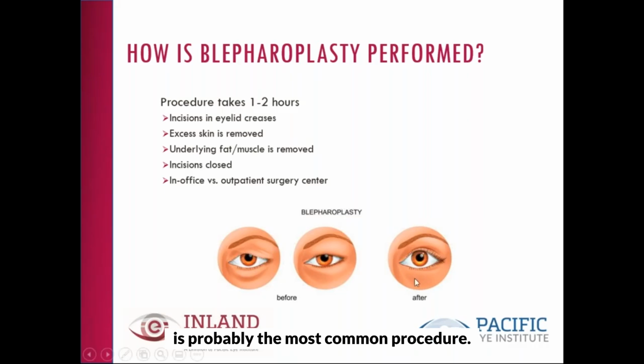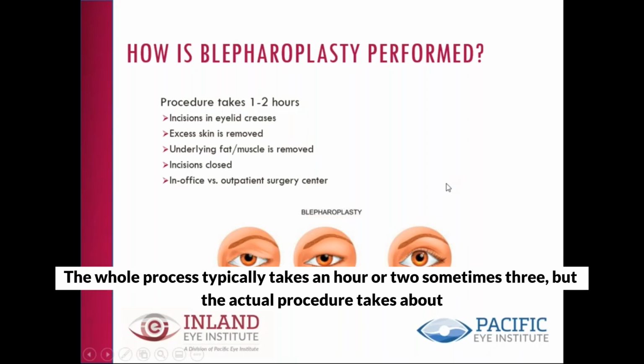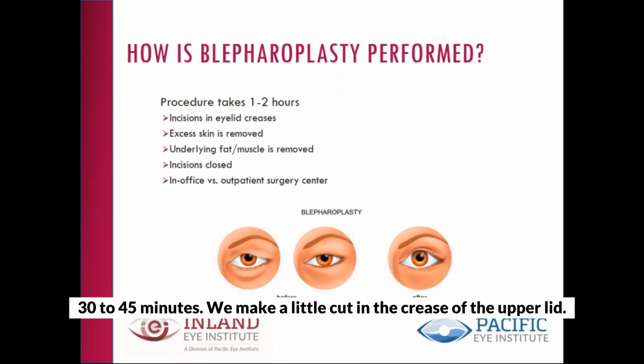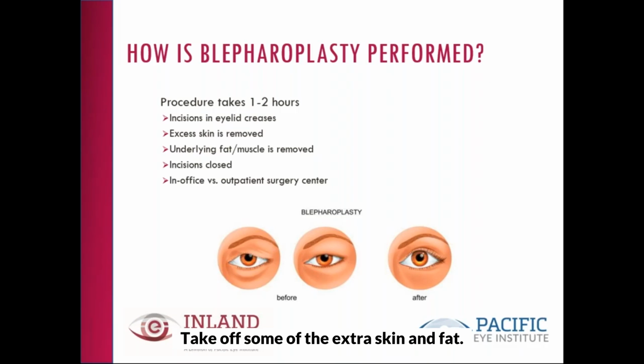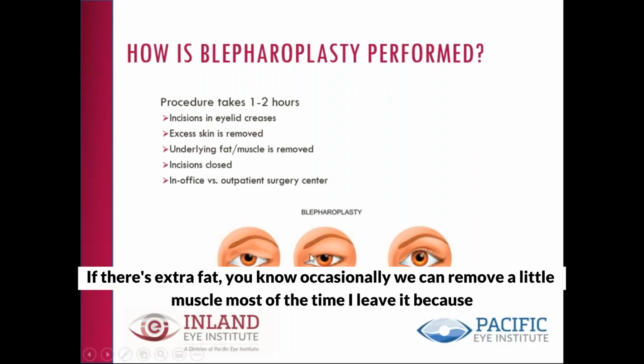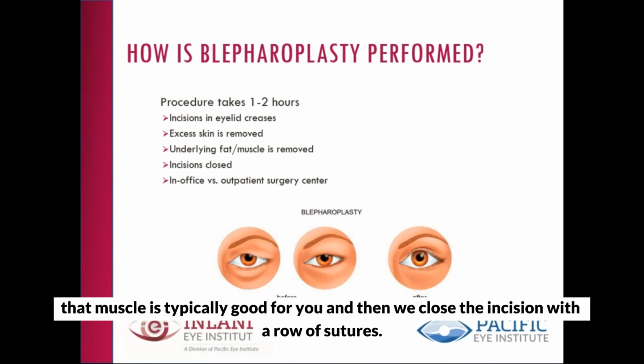Blepharoplasty is probably the most common procedure I perform, blepharoplasty and ptosis repair. The whole process typically takes an hour or two, sometimes 3, but the actual procedure takes about 30 to 45 minutes. We make a little cut in the crease of the upper lid, take off some of the extra skin and fat if there's extra fat. Occasionally we can remove a little muscle. Most of the time I leave it because that muscle is typically good for you. And then we close the incision with a row of sutures.